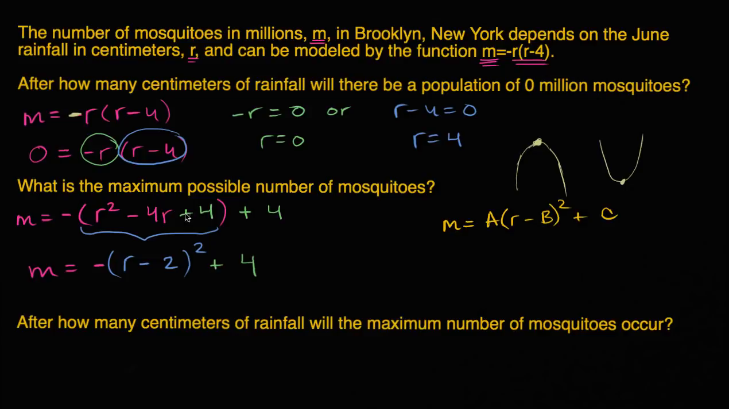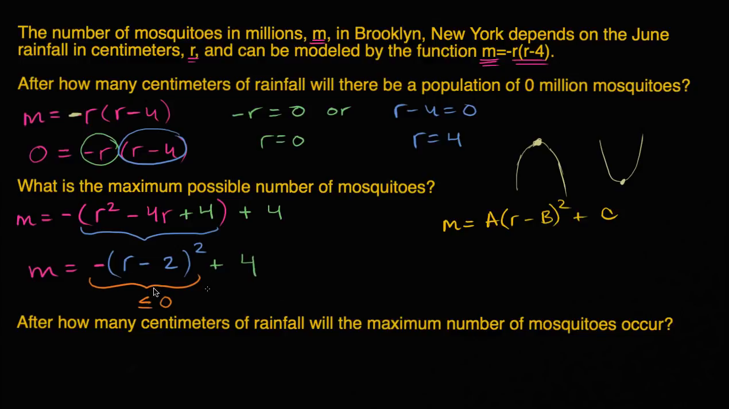So what's the maximum number of mosquitoes? Well, let's just look at the structure of this expression a little bit. This piece right over here is always going to be less than or equal to 0. It's always going to be non-positive. And so this whole expression hits a maximum value when this thing is 0, because at any other point, it's going to just take away from this right over here.